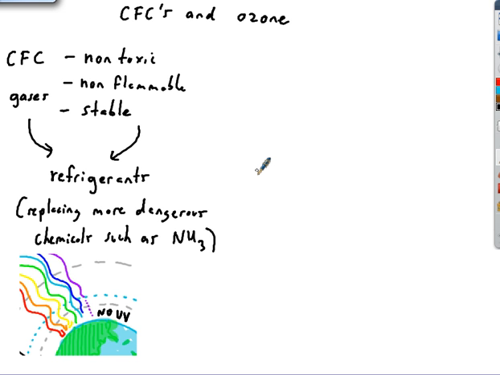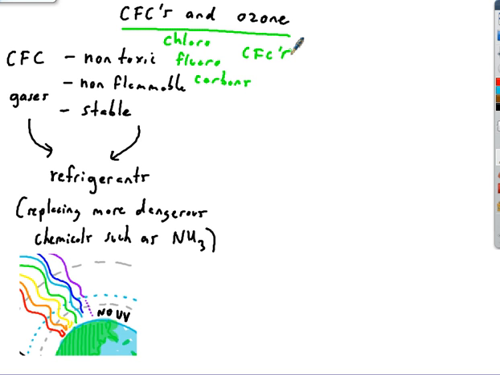This talk is an introduction to CFCs and how they interact with the ozone layer. CFCs stands for chlorofluorocarbons, CFCs for short, because they only consist of three different types of atom: chlorine, fluorine, and carbon.